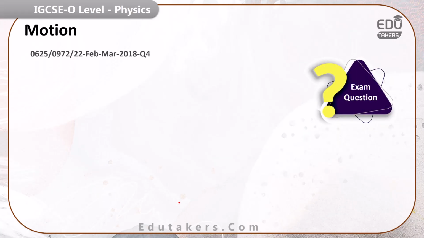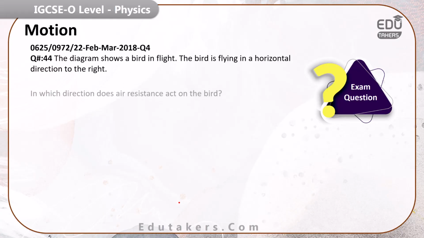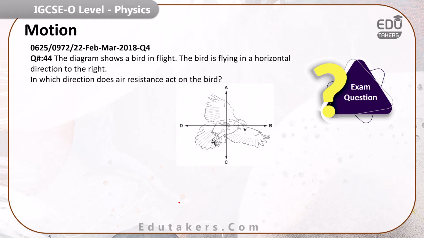Here is an exam question that appeared in February-March 2018. The diagram shows a bird in flight. The bird is flying in a horizontal direction to the right, meaning in the direction B. In which direction does the air resistance act on the bird? Can you tell me in which direction the air resistance will act on this bird?